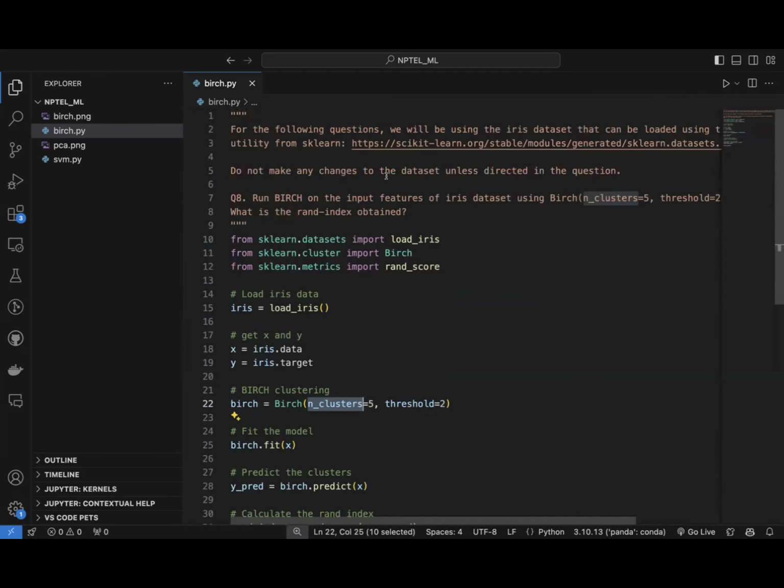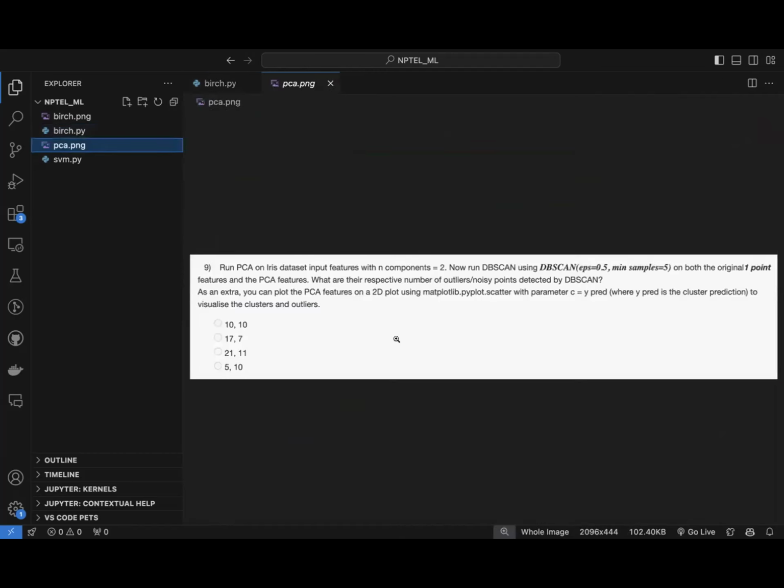So I'll go to the next question. The next question is right here, I just took the photo. Run PCA on the iris dataset input features with n_components equal to 2. Now run DBSCAN on both the original features and the PCA features. What are their respective numbers of outliers, noisy points detected by DBSCAN? As an extra, you can also plot the PCA features on a 2D plot using matplotlib.pyplot.scatter to visualize the cluster outliers.